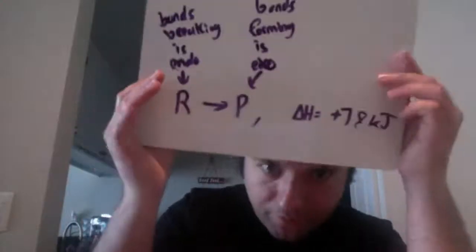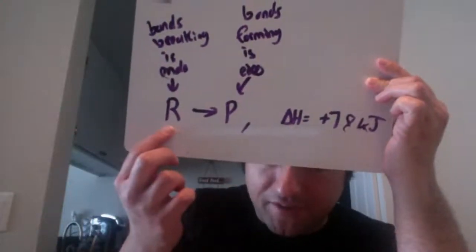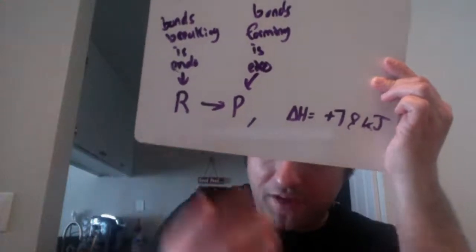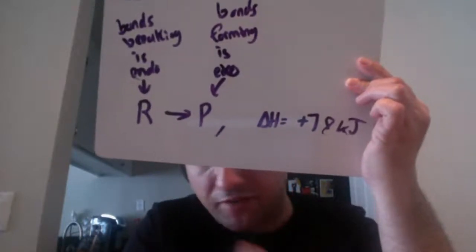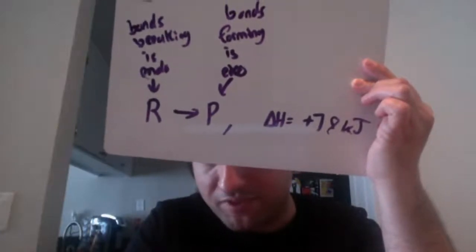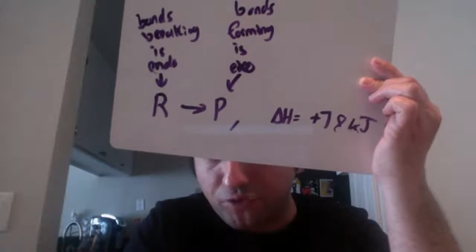Oh, I wrote this wrong. So bonds breaking is actually endothermic, right? To go from reactants to products, the chemicals on the reactant side need to break apart their bonds. If you think about it, when we draw Lewis structures of O2 or CO2 or CH4 or whatever the substance is, the Lewis structures follow the octet rule. They're trying to be stable.